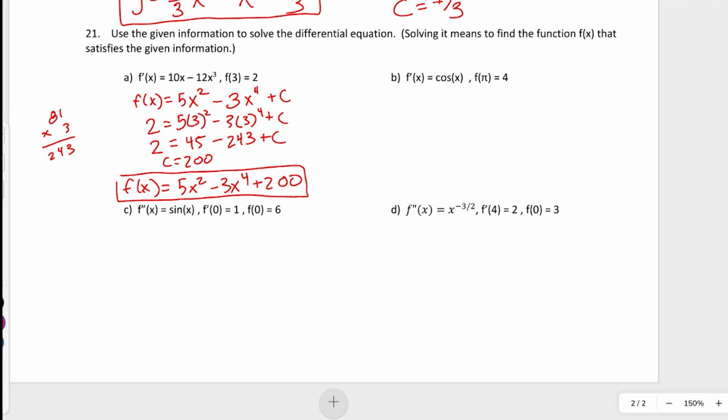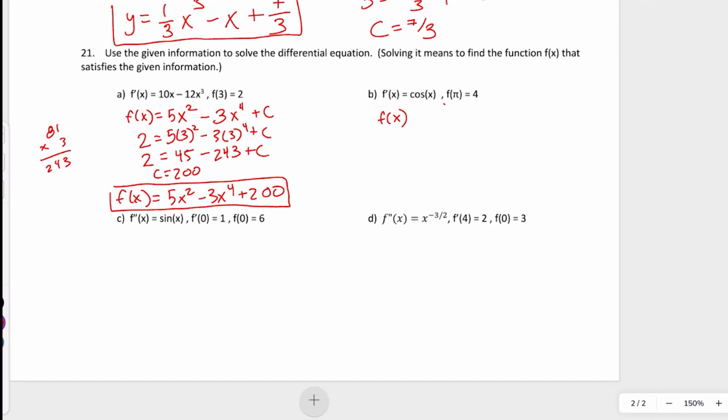Yeah, we're going to do b pretty much the same way here, although you do need to know your trigonometric integrals. So f is going to be the antiderivative of cosine x, which is sine x. So it's going to equal sine x plus c. And then to find c, I'm going to use the given information.